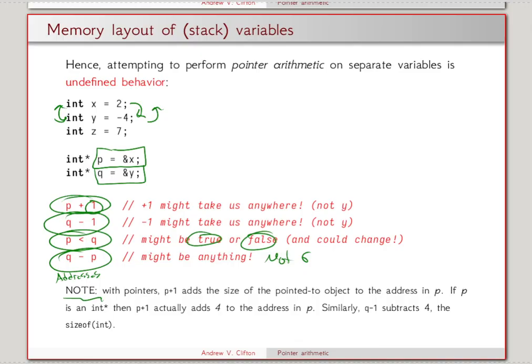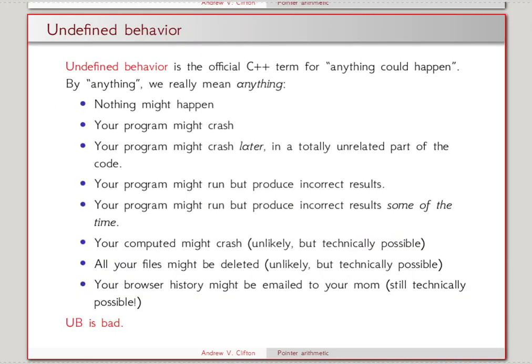With normal variables, there's no guarantees. If you manipulate the addresses directly, you're in undefined land. Undefined behavior is really bad because in C++ it means anything can happen. There are no guardrails. You're off the map here. So maybe nothing happens. Maybe your program crashes. Maybe your program crashes later, someplace that's completely unrelated to that part of the code.